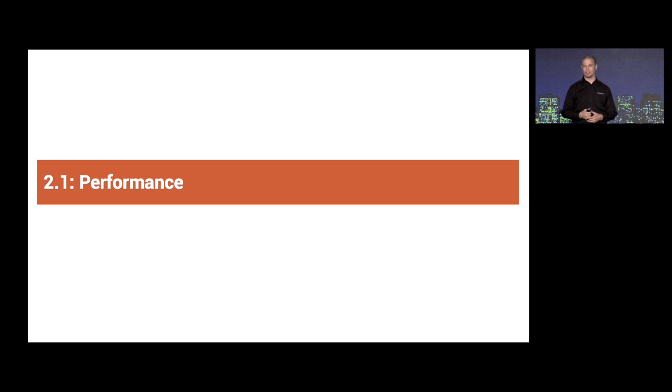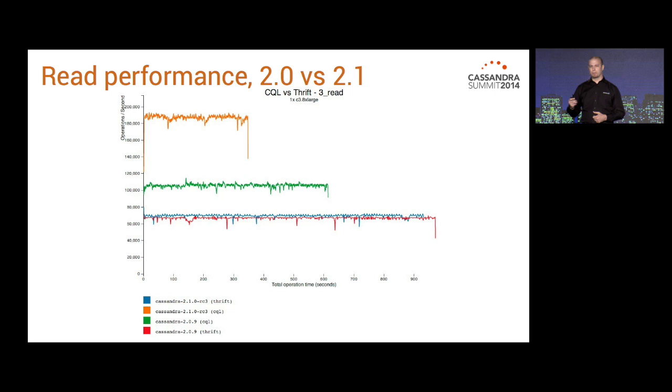So I want to switch gears now. I want to talk about 3 categories of enhancements that we're delivering in the just released Cassandra 2.1. I want to talk about performance, some operational improvements that we're making, and how we're delivering enhancements to the SQL data model to allow you to build your applications more effectively. So with performance, we've got some pretty big news.